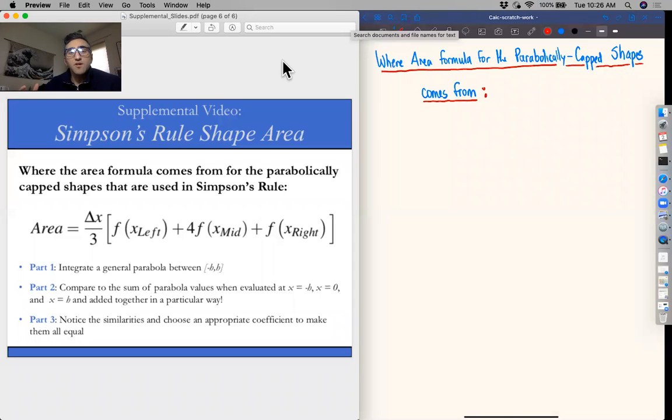In this supplemental video, we're going to cover where the area for the shapes associated with Simpson's rule come from. So remember Simpson's rule, the idea was we're trying to fit a shape with a parabolic cap under the curve in each partition. So we're going to discuss where this area formula actually comes from. The area formula for Simpson's rule was that the area equals delta x over 3 times the left point times 4 times the middle point times 1 times the rightmost point function value.